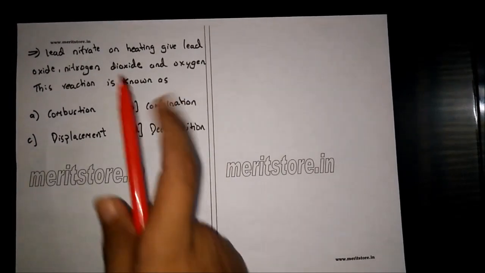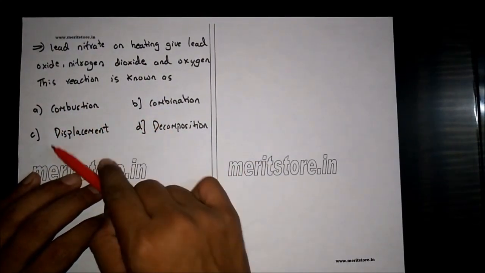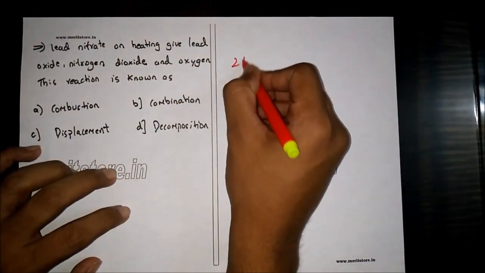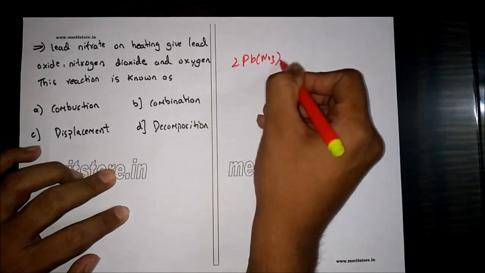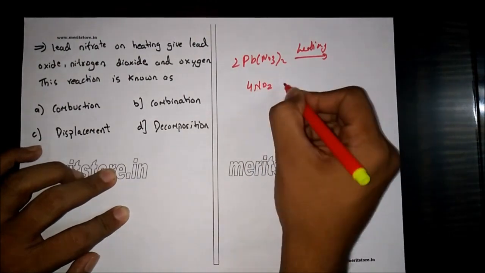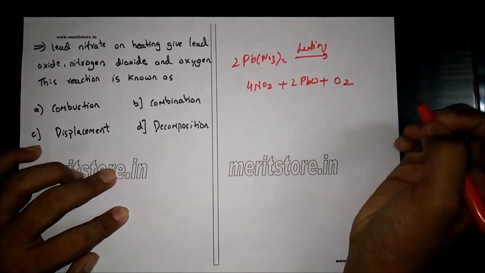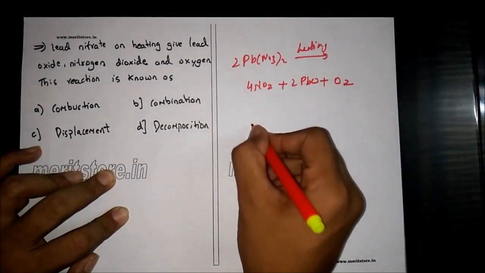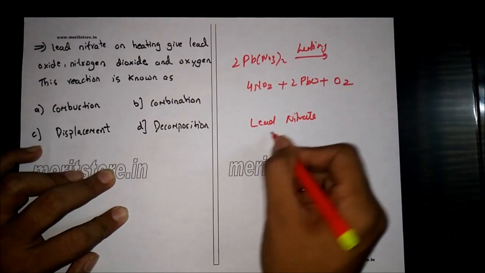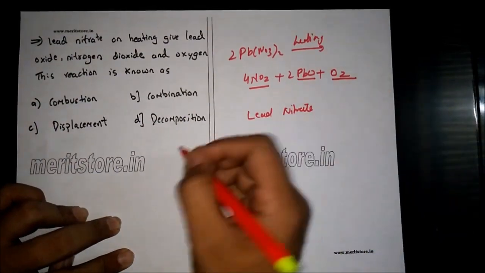Lead nitrate on heating gives lead oxide, nitrogen dioxide, and oxygen. This reaction is known as A, combustion, B, combination, C, displacement, or D, decomposition. Now let's look at how the reaction takes place. Lead nitrate on excessive heating gives 4NO2, which is nitrogen dioxide, plus 2PbO, which is lead oxide, plus O2, which is oxygen. Now, this is known as a decomposition reaction because lead nitrate on heating decomposes to form lead oxide, nitrogen dioxide, and oxygen. Therefore, the correct answer here is option D, decomposition reaction.